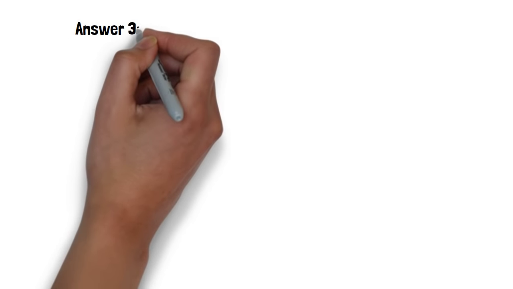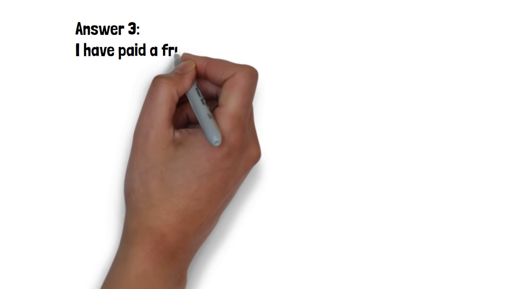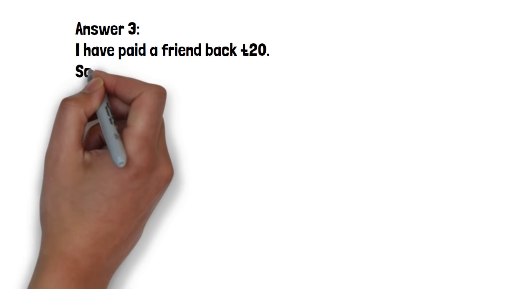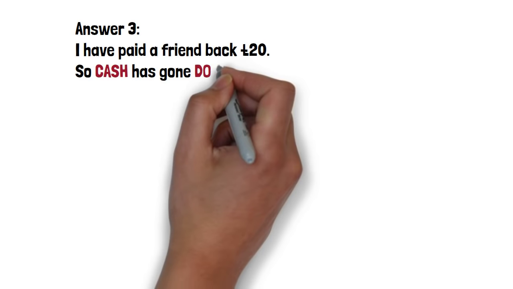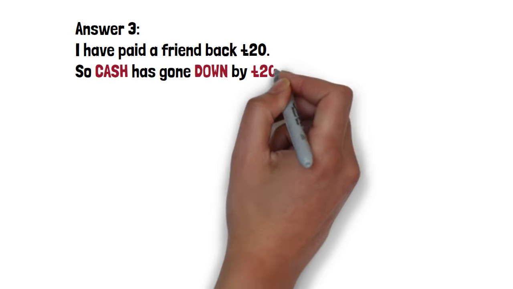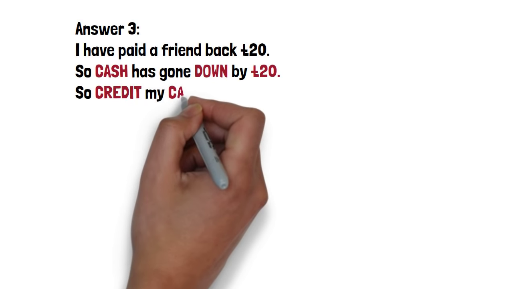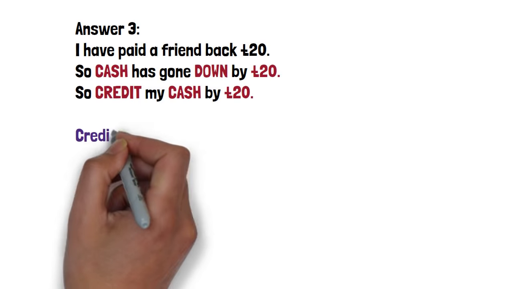Question number 3. I paid a friend back £20 that I had borrowed from them. So cash has gone down £20 because I've given it to them. Let's apply rule number 2. Cash goes up, it's a debit. Cash goes down, it's a credit. Cash has gone down by £20, so I credit my cash £20.